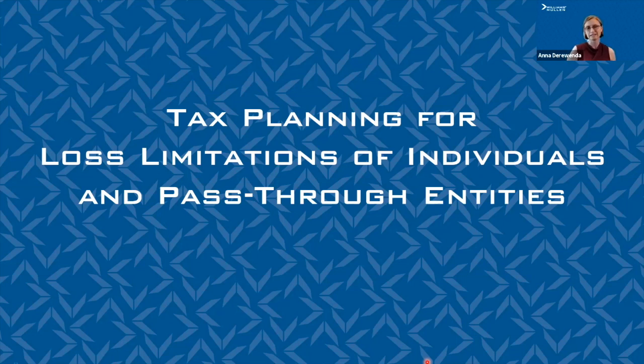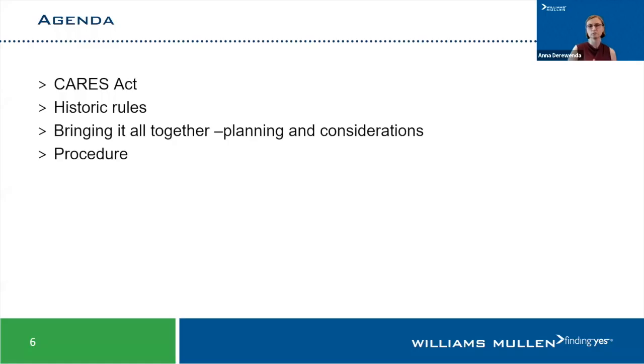So Congress had anticipated this and put some provisions in the CARES Act that made it more likely that they would be able to use those losses to get refunds and to try to use it as another source of cash. So we'll go through a brief overview of the CARES Act, just to set the stage, and then how to deal with those rules at the same time as dealing with some of the historic rules, because there are a lot of hoops that taxpayers have to jump through in order to be able to access those losses.